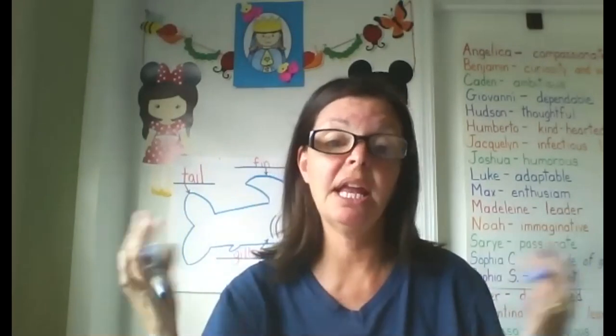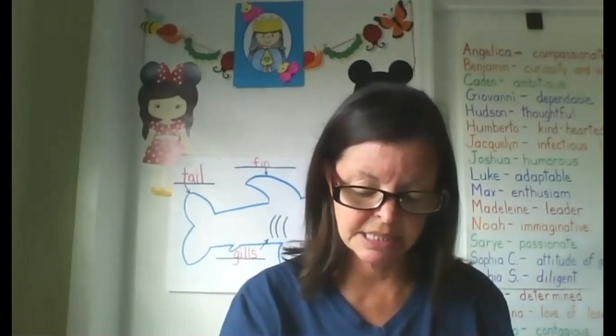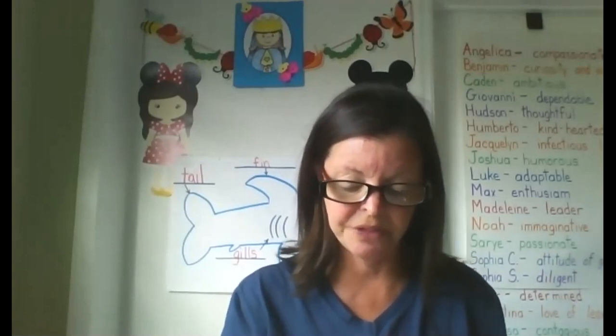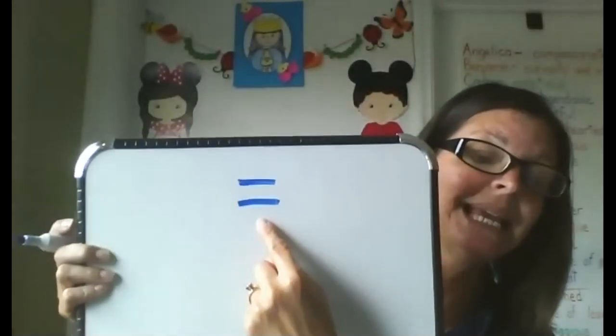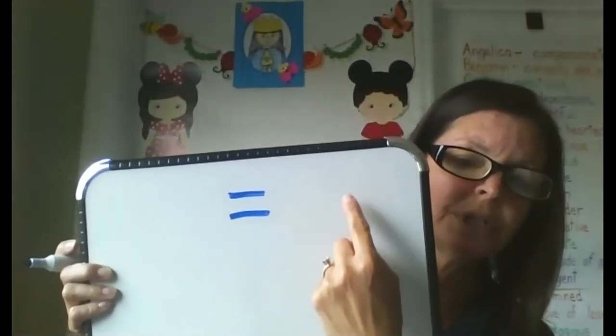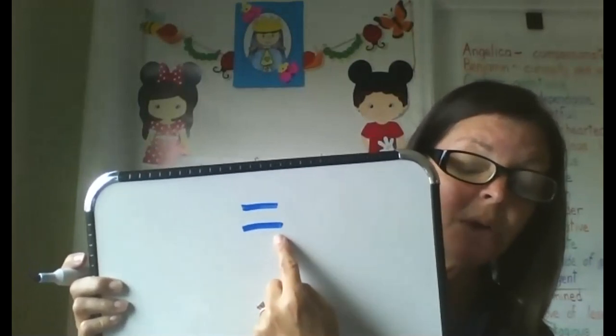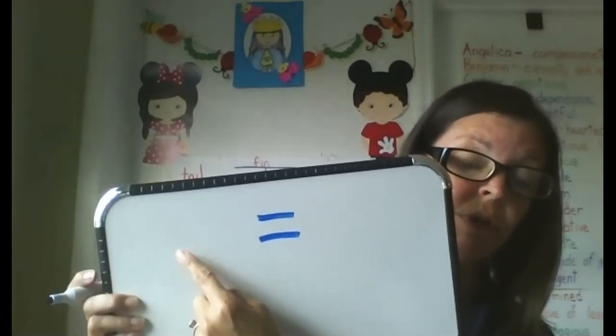Okay, and we know what an equation is. An equation is an addition problem. Okay, so if you take a minute, I want you to look at this symbol in the middle. We've talked about this before. So this is our symbol that means equal. So whatever is over here has to equal whatever is over here.